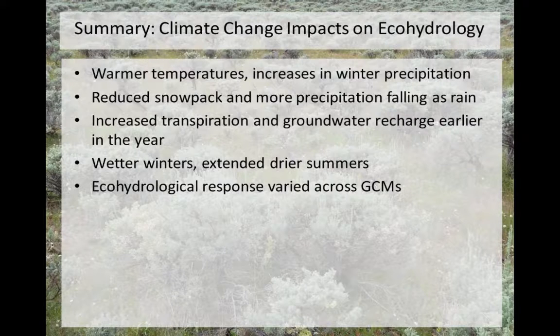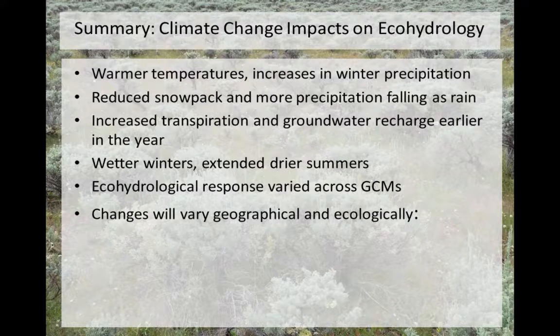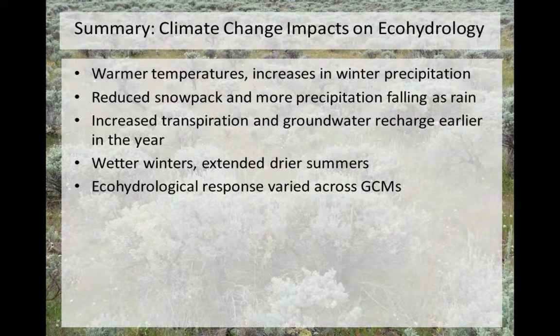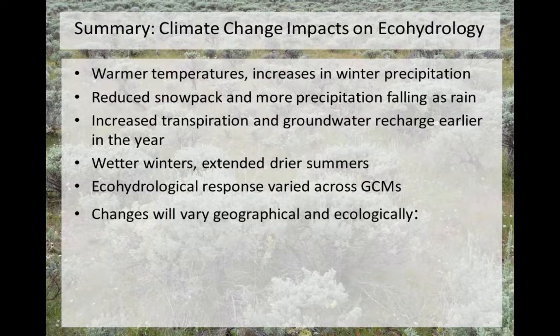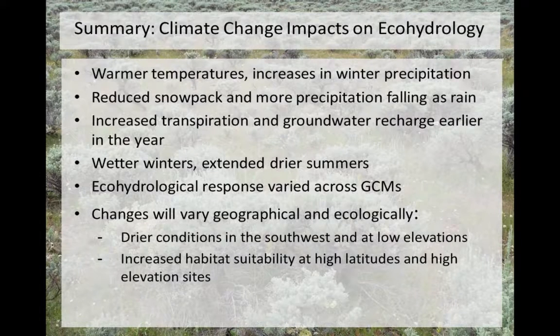I didn't comment much on this, but the ecohydrological responses we saw did vary a bit across GCMs, and you could see that in the width of those colored bands. I also wanted to mention here that the uncertainty in these predictions increases towards the end of the century because there's more uncertainty in the climate models at that time period. And these changes, climate change impacts on ecohydrology, will vary both geographically and ecologically.